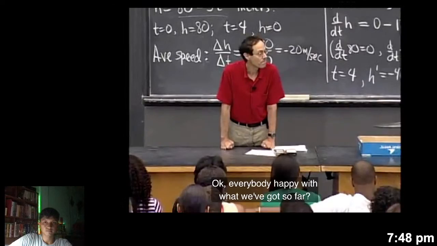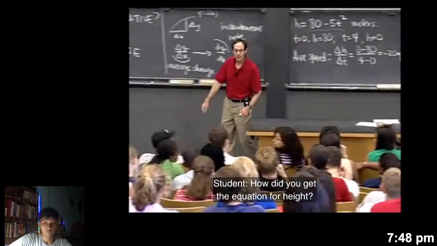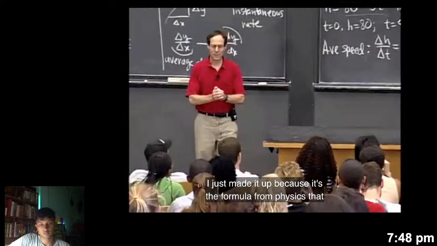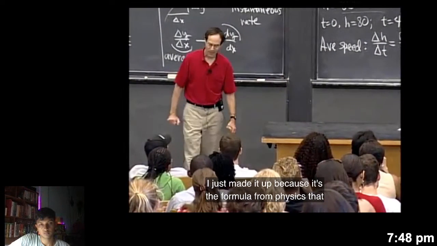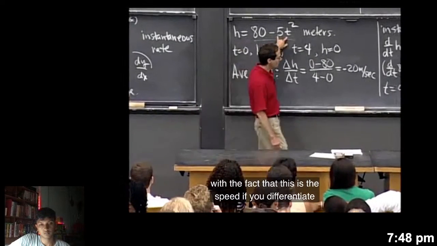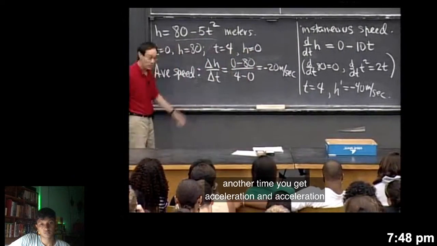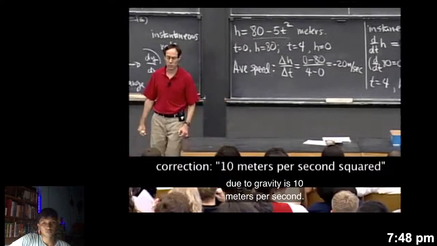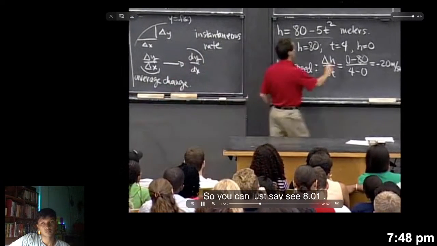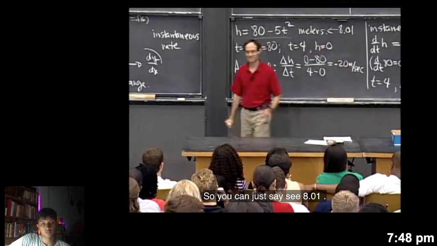Yeah? Good question. The question was, how did I get this equation for height? I just made it up because it's the formula from physics that you will learn when you take 801. It has to do with the fact that if you differentiate, this is speed, and if you differentiate another time, you get acceleration, and this is the acceleration due to gravity, 10 meters per second squared, which happens to be the second derivative of this. But anyway, I just pulled it out of a hat from your physics class. So you can just say C801. All right, other questions?